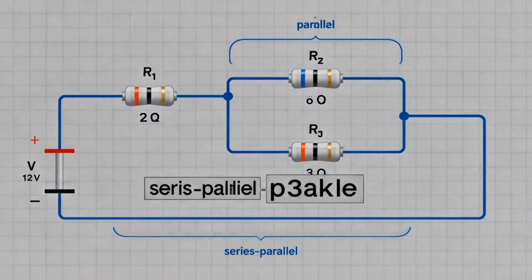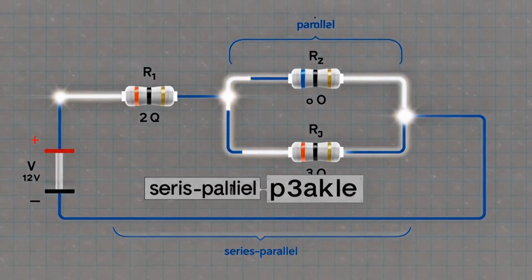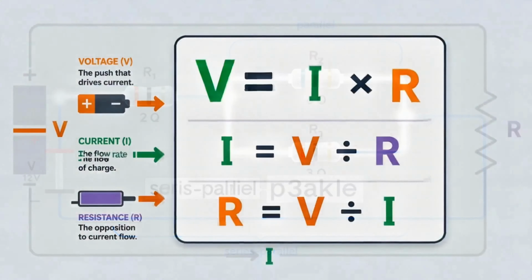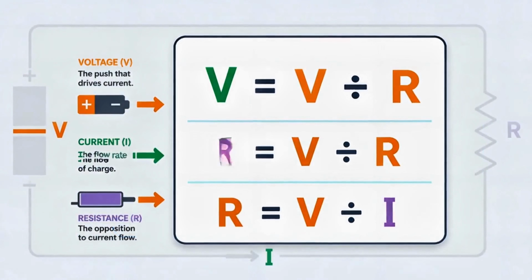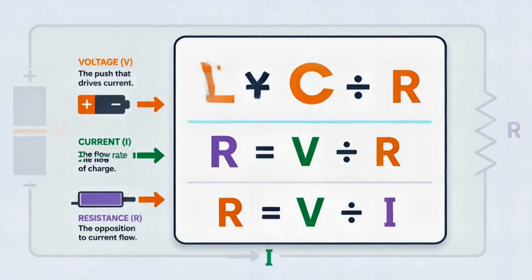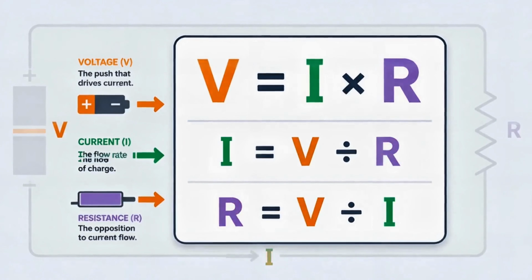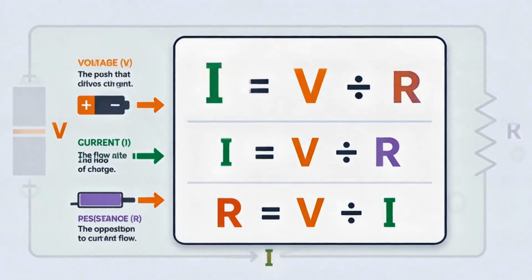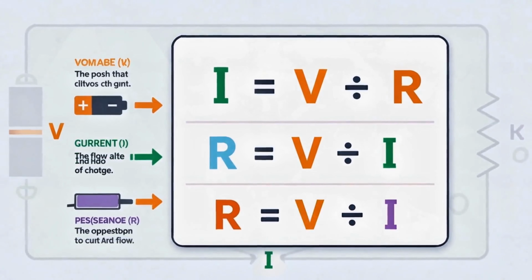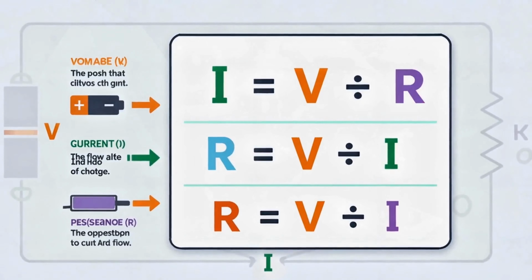The most reliable strategy is to simplify the circuit one section at a time, beginning with the parallel section. Our most important tool is Ohm's law. Voltage equals current multiplied by resistance. V equals I times R. If we need current, we rearrange it. I equals V divided by R. And if we need resistance, R equals V divided by I.